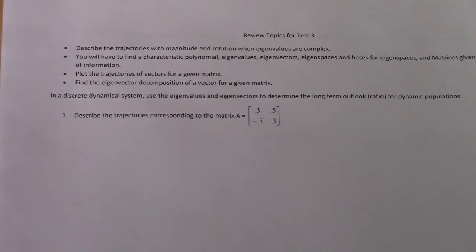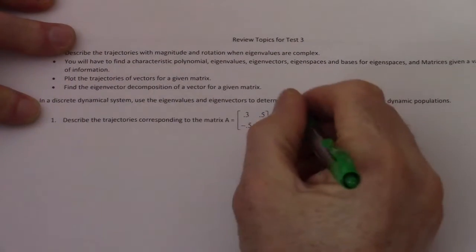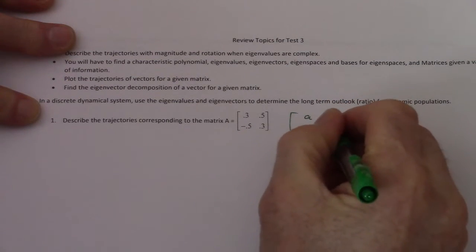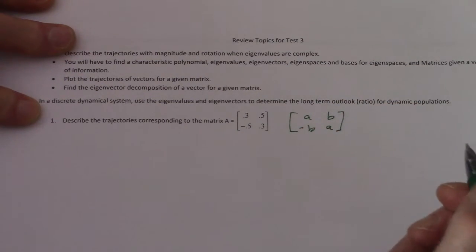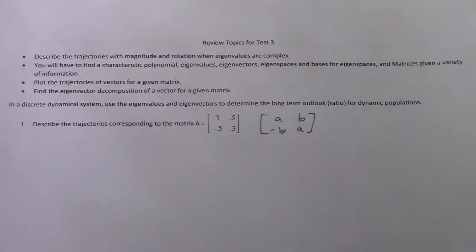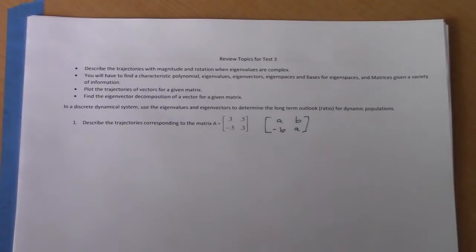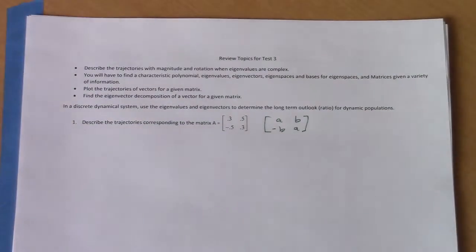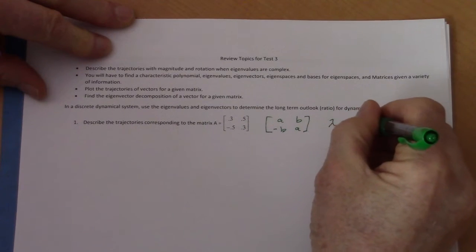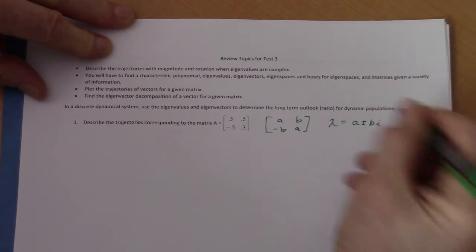So let's start on that. First, you may notice this is of the form A, B, the opposite of B, A. And these have complex eigenvalues and eigenvectors. Those eigenvalues are supposed to be of the form lambda is equal to A plus or minus BI.